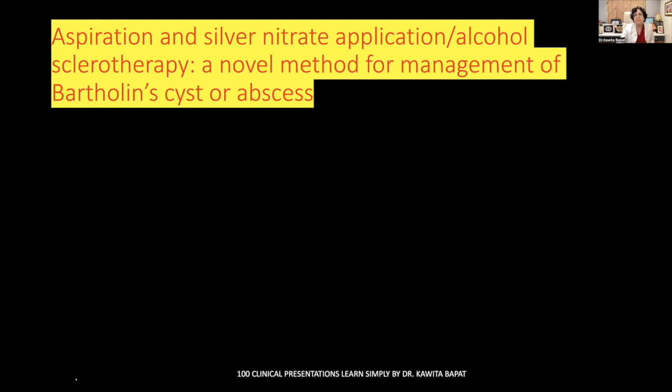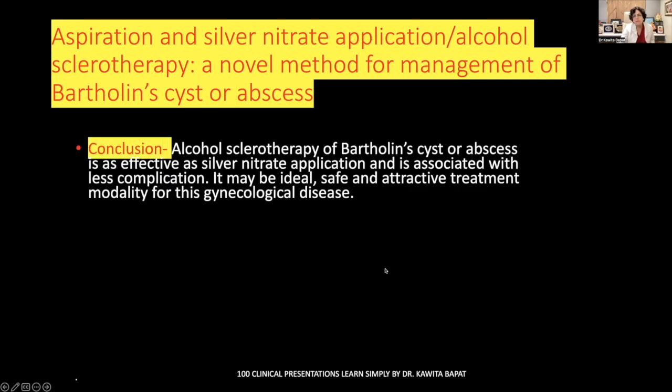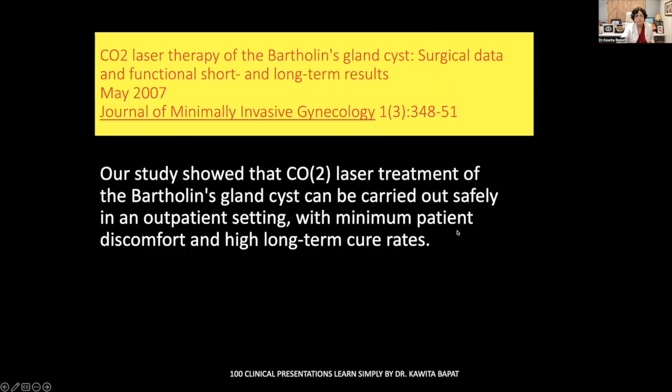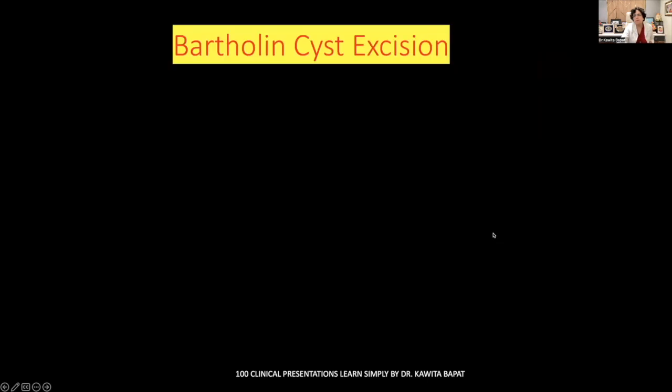Then aspiration, silver nitrate application and alcohol sclerotherapy is a novel method of management of Bartholin cyst and abscess. Alcohol sclerotherapy of the Bartholin cyst or abscess is as effective as silver nitrate application and associated with fewer complications. It is an ideal, safe and attractive treatment modality for gynecological diseases, and many have done it. There are many studies showing carbon dioxide laser treatment for Bartholin cyst can be carried out safely in the outpatient setting with minimum patient discomfort and a high long-term cure.